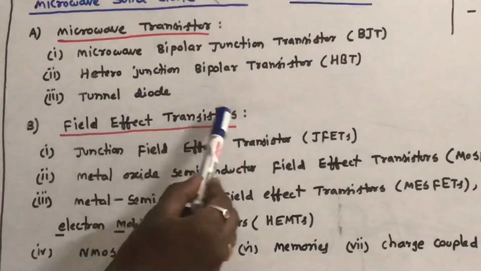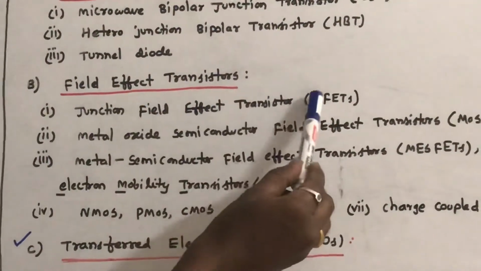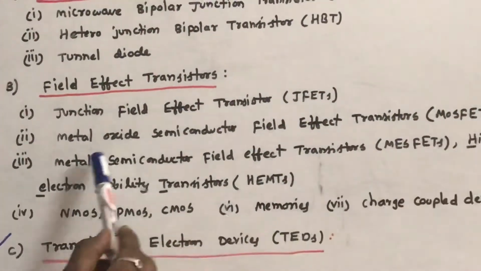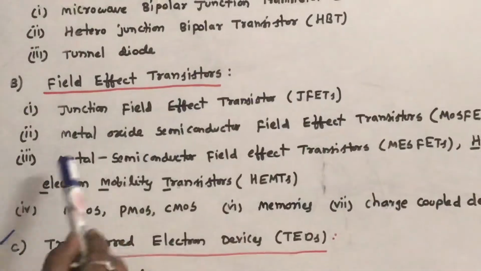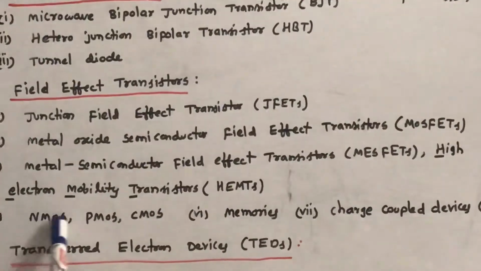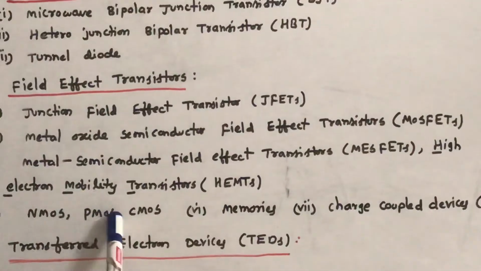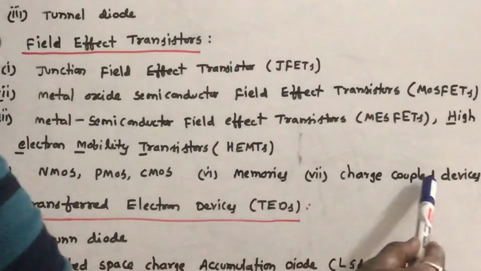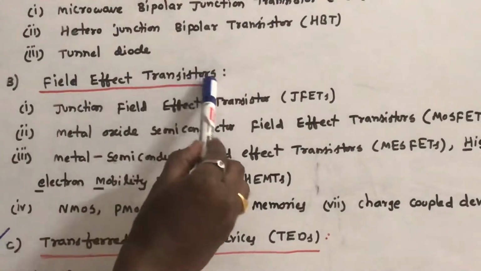Now the field effect transistor classifications: junction field effect transistor, called JFET, metal oxide semiconductor field effect transistors, MOSFETs, metal semiconductor field effect transistors, called MESFETs, high electron mobility transistors, HEMTs, N-channel metal oxide semiconductor, NMOS, P-channel metal oxide semiconductor, PMOS, complementary metal oxide semiconductor, CMOS, memories, and charge coupled devices. These kinds of transistors come under field effect transistors.